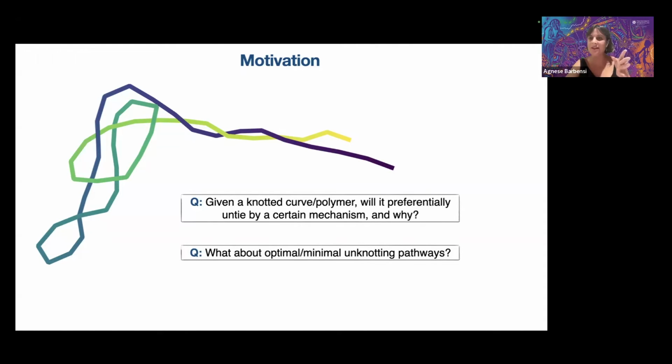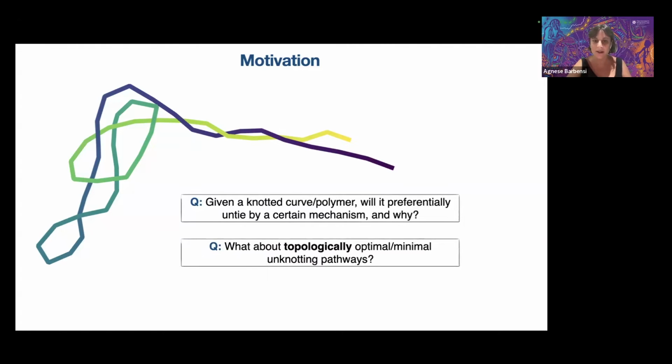And having the topology lenses as a starting point, one can further rephrase this question as, does it make sense to formalize the concept of topologically optimal unknotting pathways? Is there such a thing as an optimal way to unknot an entangled curve from a topological point of view? Does it make sense to talk about optimal topological unknotting pathways or minimal topological unknotting pathways? And this is the first question that we tried to address.